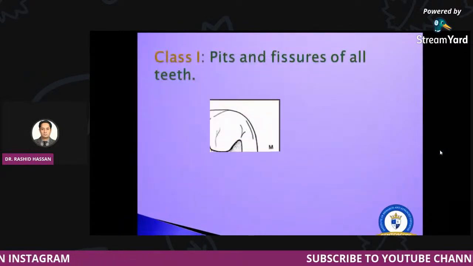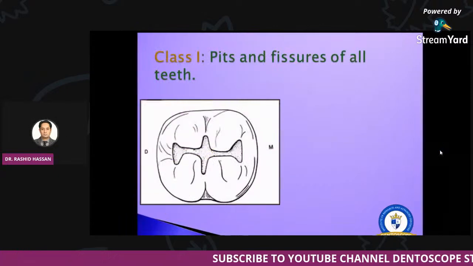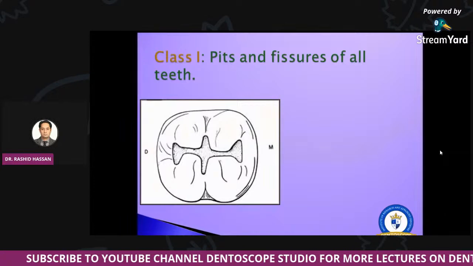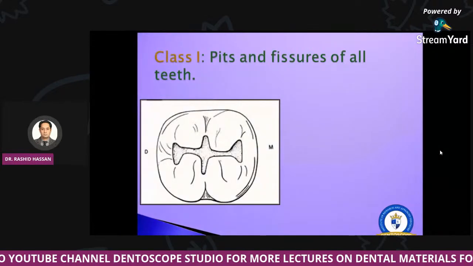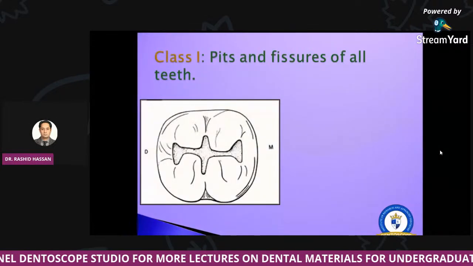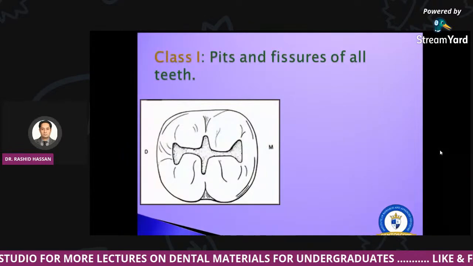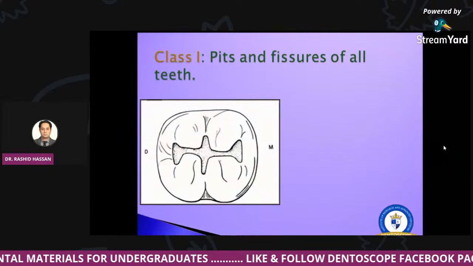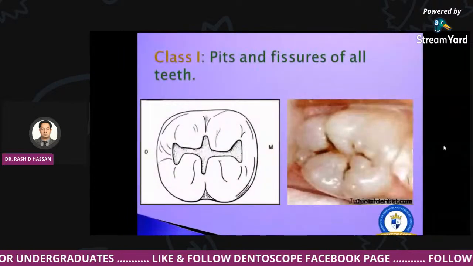Class 1 is present in the pits and fissures of all the teeth, not exactly for posterior, but all the teeth which have a cavity, that will be referred to as class 1 cavity. This is a clinical picture of a class 1 cavity.